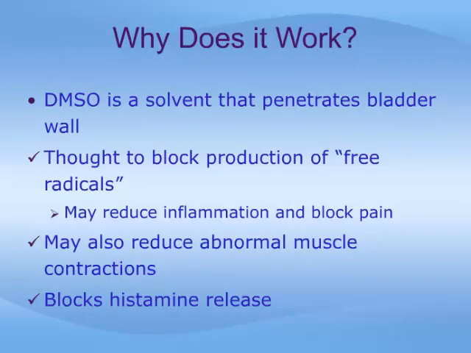Researchers believe that DMSO, which is a solvent, is able to penetrate the bladder wall and decrease inflammation and pain by blocking the formation of so-called free radicals, which are substances that trigger inflammation. The procedure may also reduce certain muscle contractions that cause both pain and the need to urinate urgently, and it may also block histamine release.